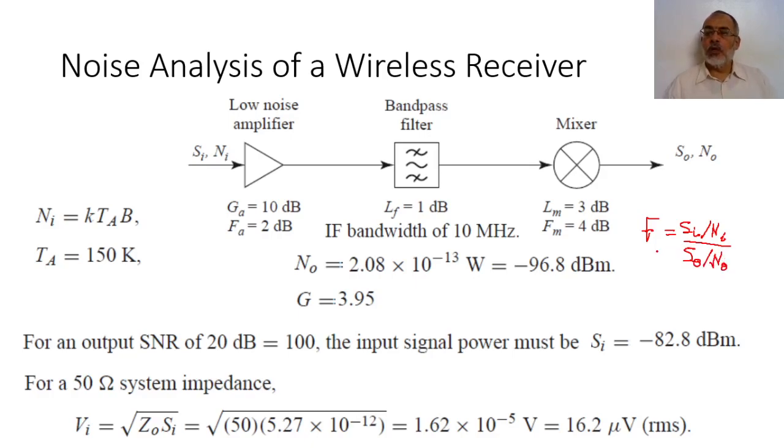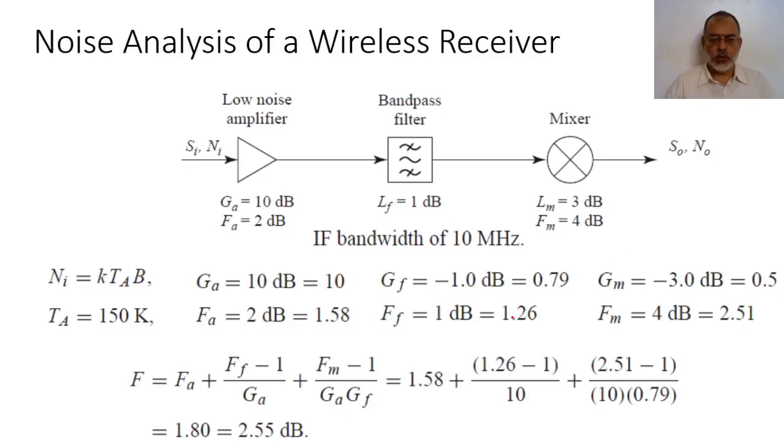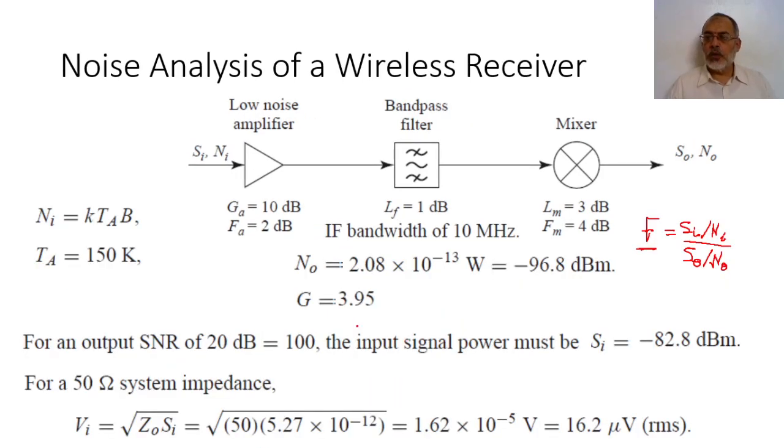So we already have the total noise figure for the system, which was 2.55 dB. If I remember, we said that the total noise figure is 2.55 dB, or in ratio it is 1.8. So I have the noise figure, and already I have the input signal and the input noise, and I know the required output signal.